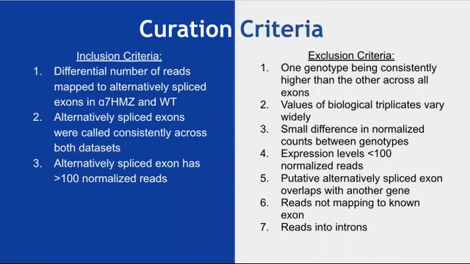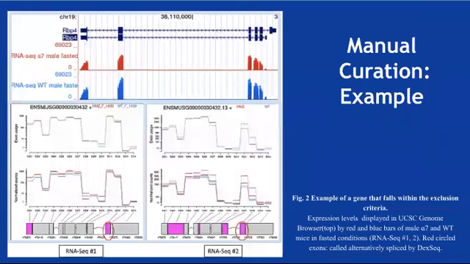Now, the next slide I'm going to show you is an example of a manual curation that I did for a gene. This is a gene that did fall within the exclusion criteria, but I wanted to go through how I was able to exclude it. So at the top, you see there's a gene map. It's actually the gene body of the RBP4 gene, and it's on the UCSC Genome Browser.